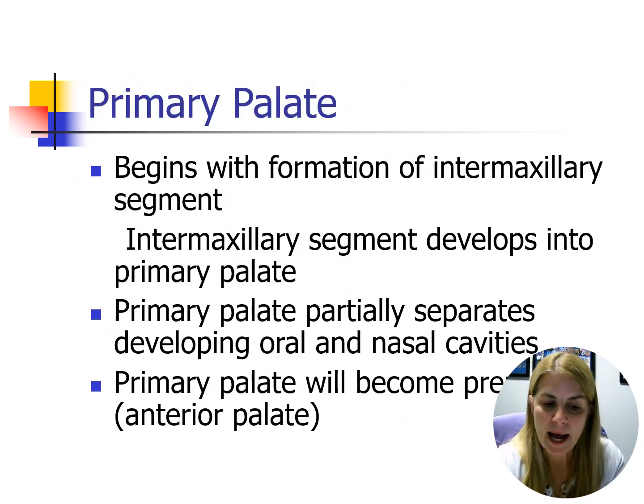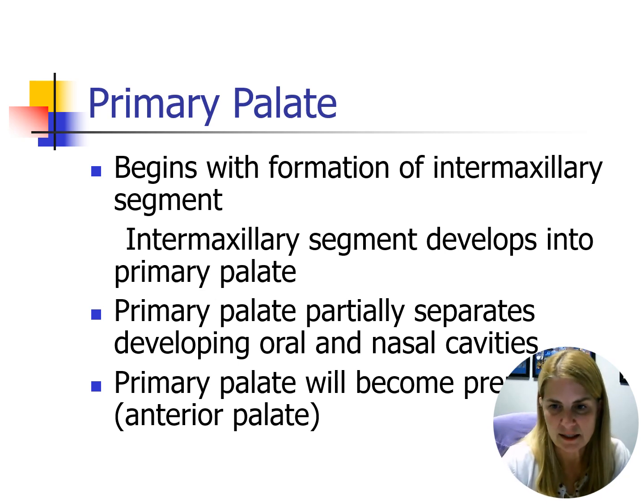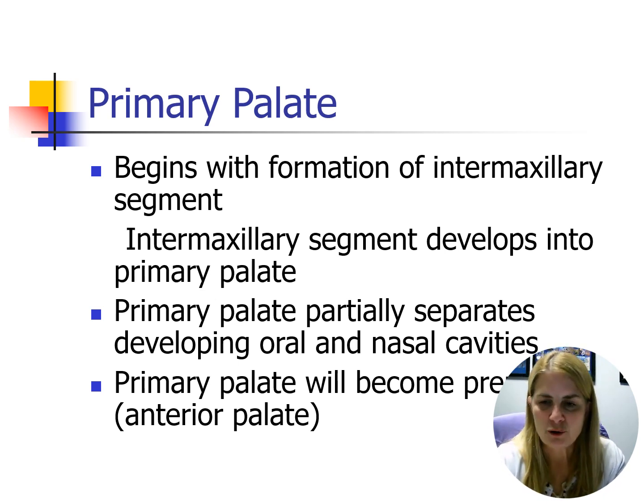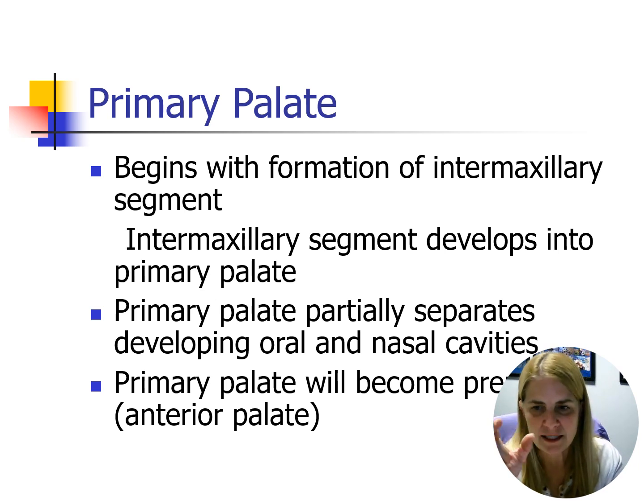So the primary palate begins with the formation of the intermaxillary segment. The intermaxillary segment is a result of the fusion of the 2 medial nasal processes that come originally from the frontal process. This intermaxillary segment is a wedge shape, so it's kind of like the anterior palate that I've been drawing on the board. So that anterior triangle, the anterior 1/3 of the palatal area.